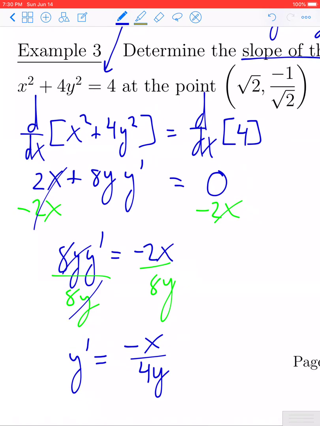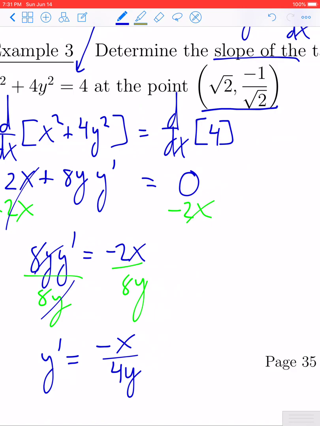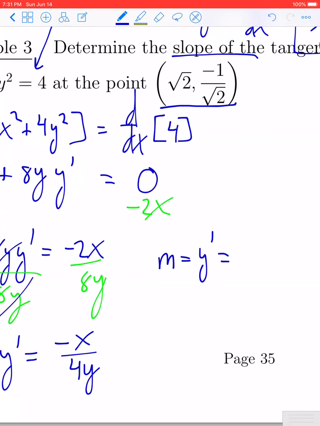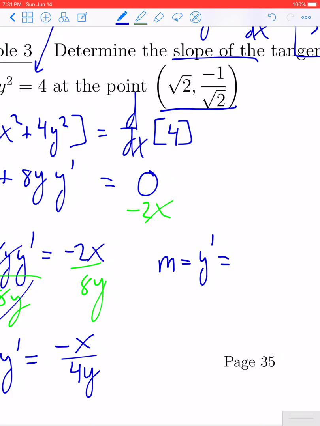It's an implicitly defined function, and we want to find the slope at the point square root of 2, comma, negative 1 over the square root of 2. One thing that's going to make this a little bit different, so the slope here is going to be y prime evaluated at that point. Because the function is implicitly defined, we're going to have to plug in both the x value and the y value into our derivative. This is the negative of the x coordinate, which is the square root of 2. And in the denominator, we have 4 times the y coordinate, which is negative 1 over the square root of 2.